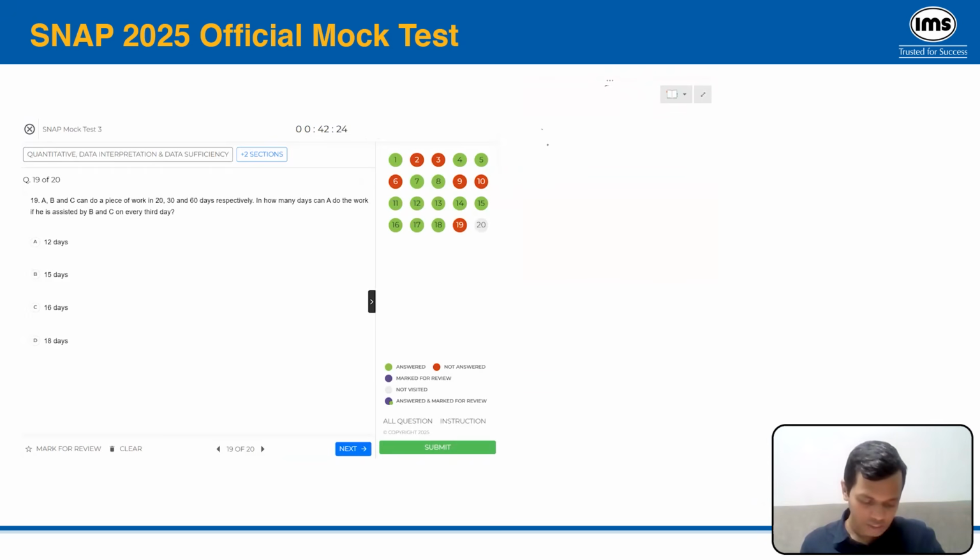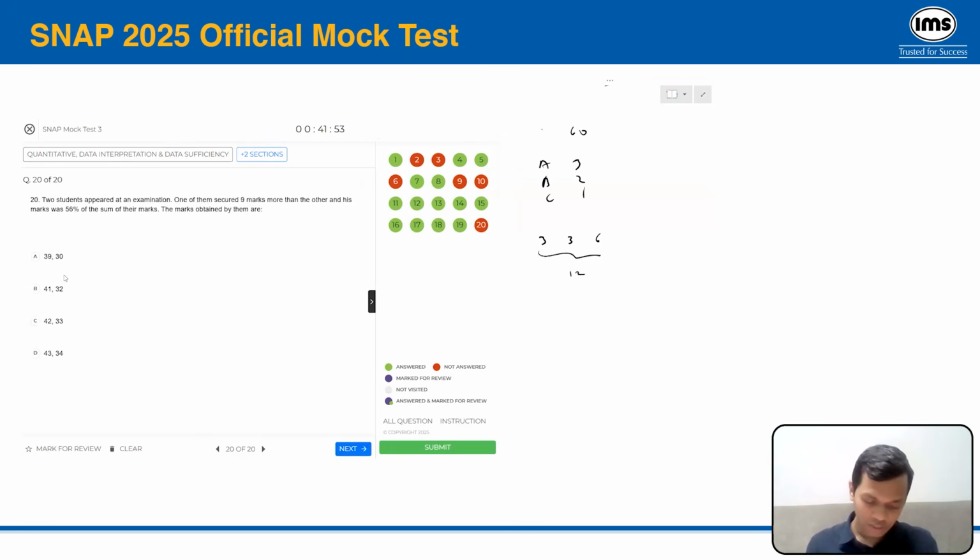A, B, C: 20, 30, 60. So let's say 60 units of work. So A, B, C is going to be 3, 2, and 1 unit of work respectively. In how many days can A do it if assisted by B and C on every third day? So the pattern is going to be 3, 3, and then on that day it is going to be 6, right? So 3, 3, 6, 3, 3, 6, meaning every 3 days basically 12 units of work is getting done. So you're going to need what, 15 days.